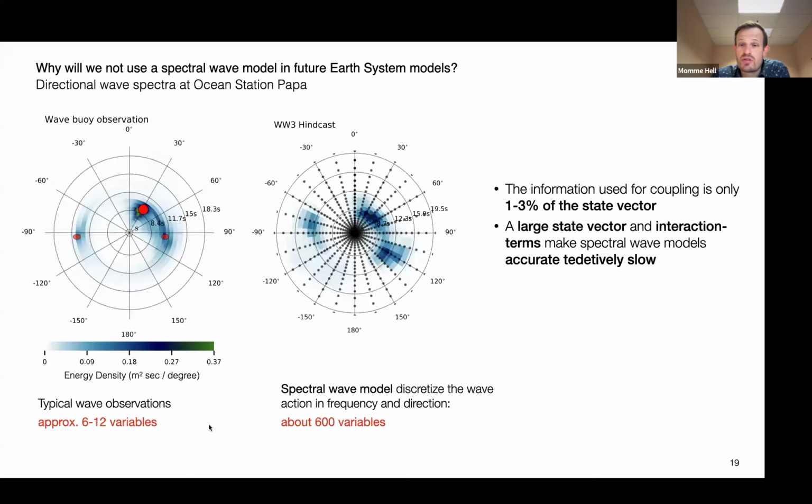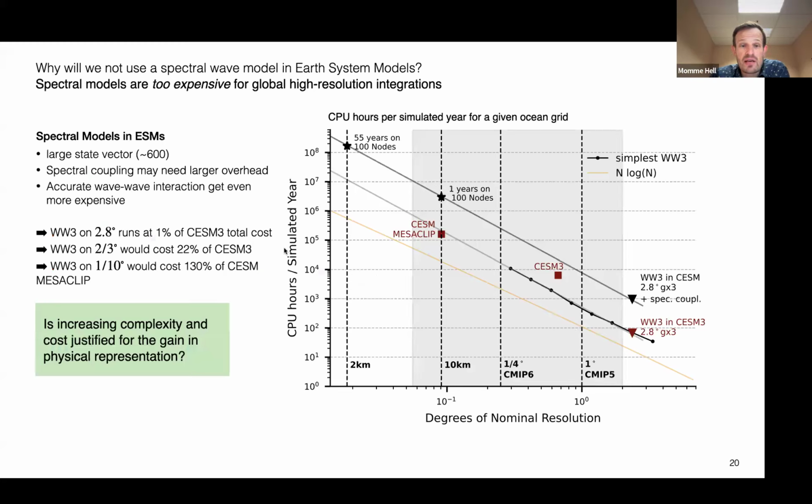And this ratio, which is something like 1 to 3%, is the inefficiency of the WaveWatch model, because at all these white places, where there's no wave energy, there's basically nothing to calculate, even though it's still in the state vector. Okay, that makes problems when you actually put this in Earth system models.